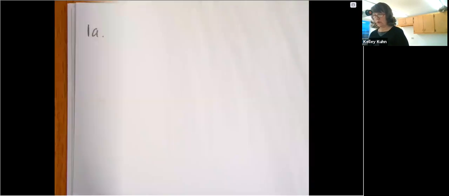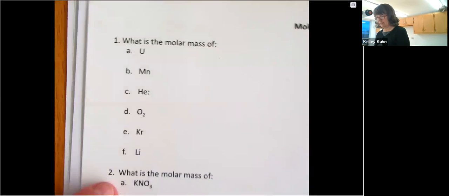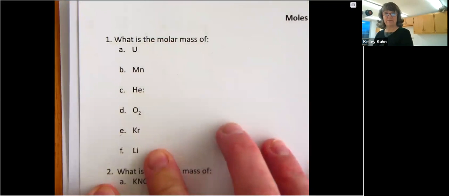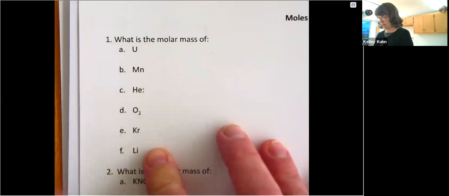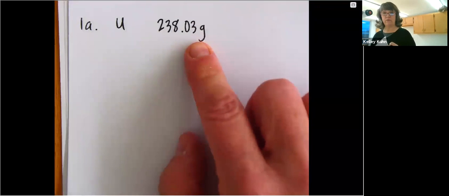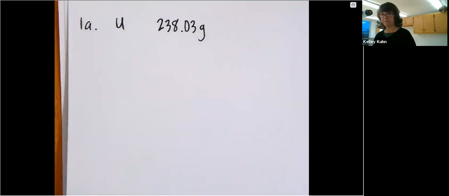So go ahead and get the molar masses of these 6 and make sure you number them and write those down on your sheet of paper. Remember, you're just finding them on the periodic table, finding their average atomic mass, and then writing it with the unit grams. Pretty straightforward. So pause and do that.